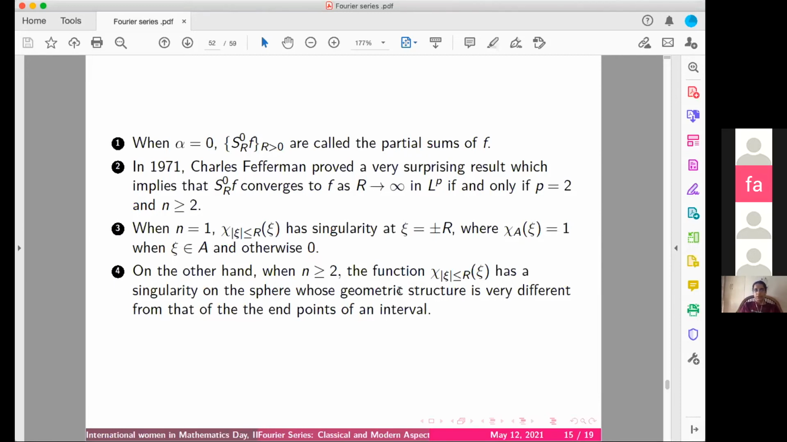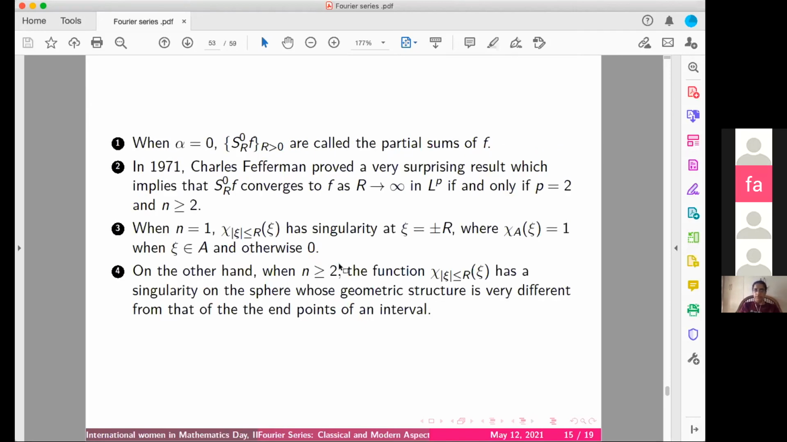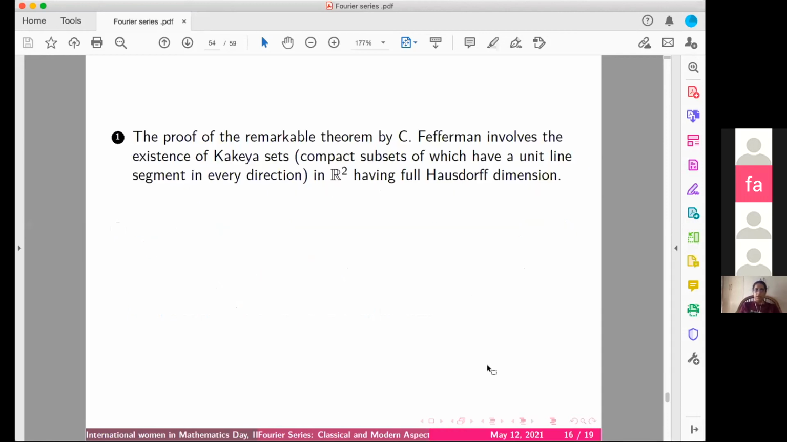The geometric structure of the circle is very different from that of the endpoints of an interval. In high dimensions it will be a sphere, and you can just call it a sphere for all dimensions. This is one of the reasons that things are not the same in one dimension as compared to higher dimensions. Also, the proof by Charles Fefferman involves the existence of Kakeya sets in R2 having full Hausdorff dimension.